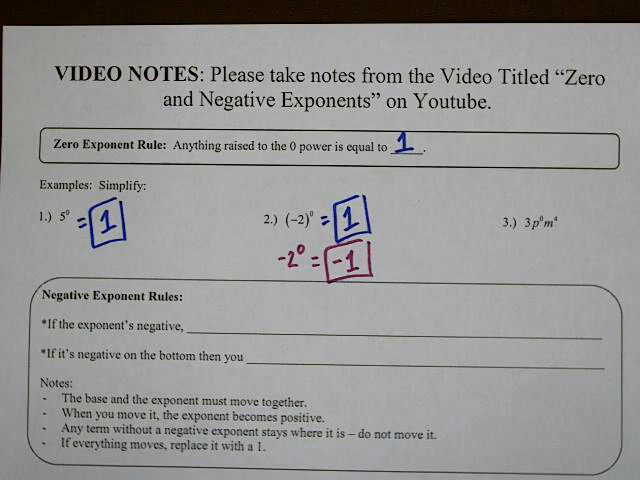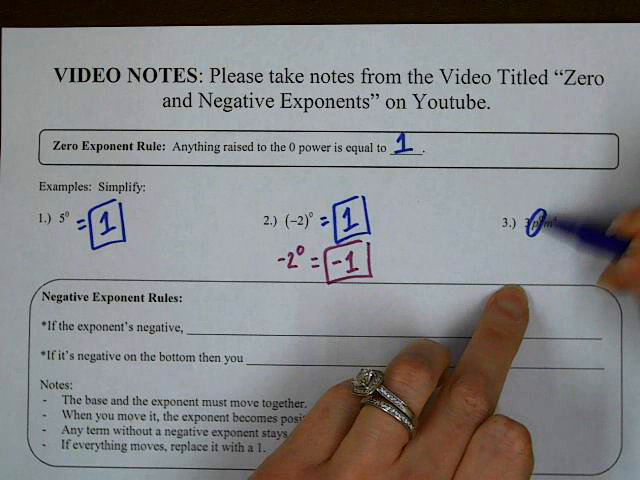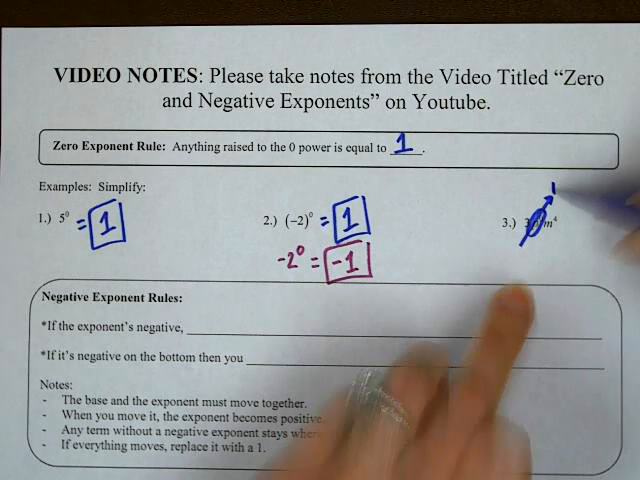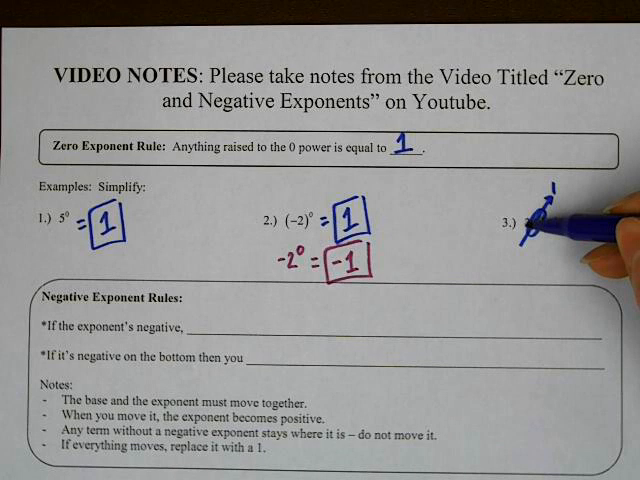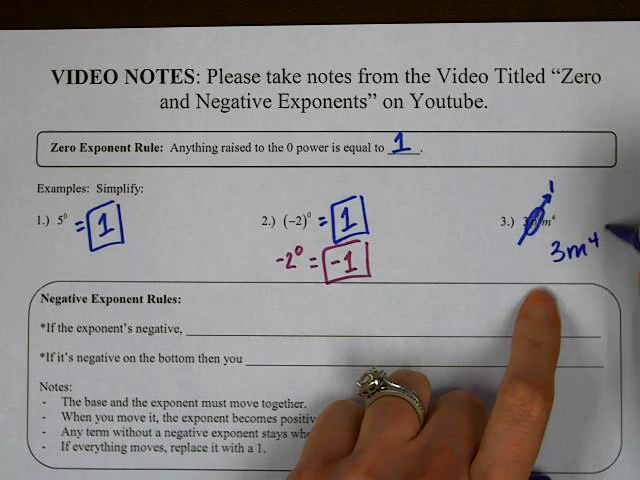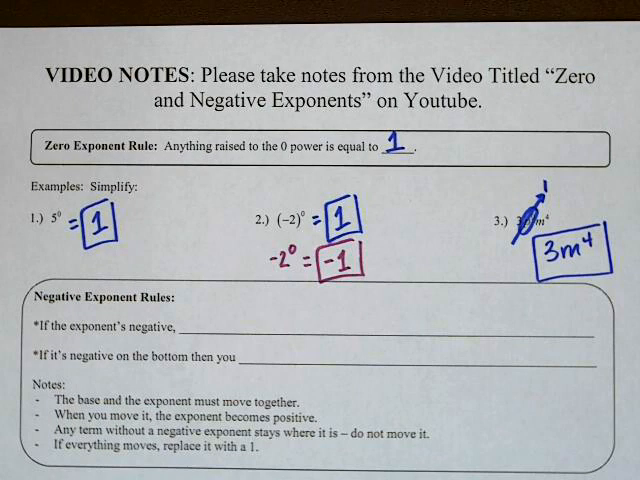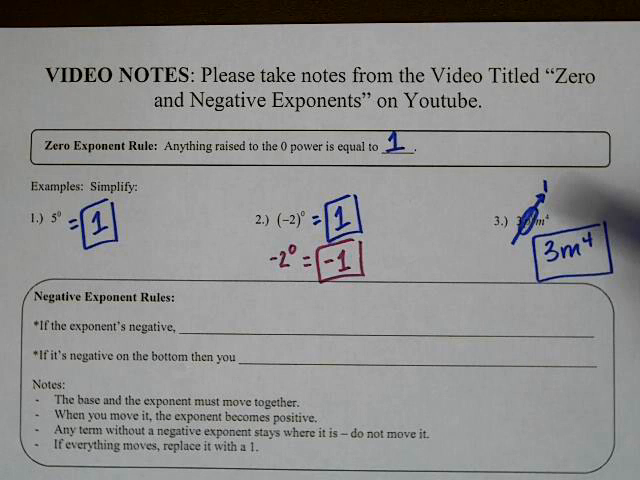Now this one, only this piece here, p to the 0 power, only that is 1. But you're still left with 3m to the 4th. All right, so make sure it's not always that the whole thing is 1, it's only the thing to the 0 power. And then 3 times 1 is just 3, so you don't have to write the 1. All right, so that's the first rule.